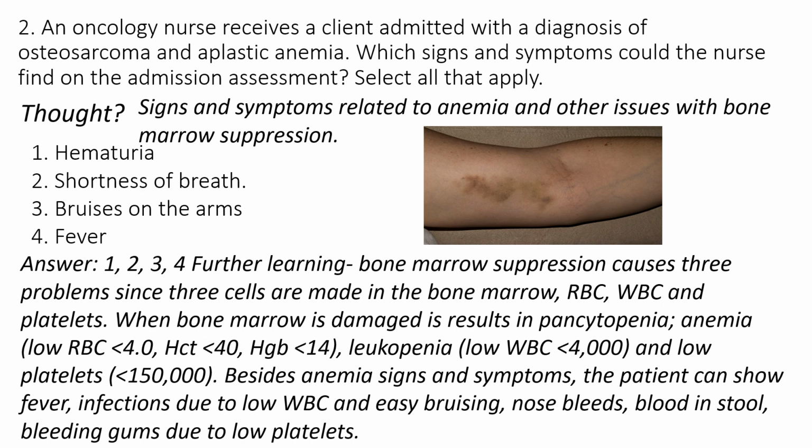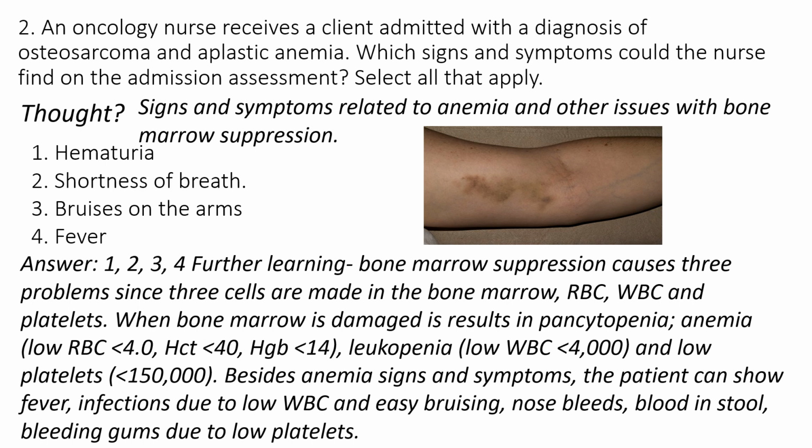The lab would also show leukopenia, which is low white blood cells, again, less than 4. You can use the number 4 for that one too, 4,000. And then also that the platelets aren't being formed in the bone marrow either, so low platelets, and that's less than 150,000.